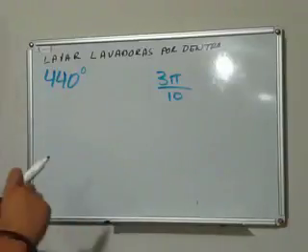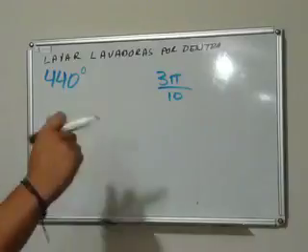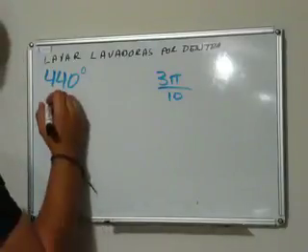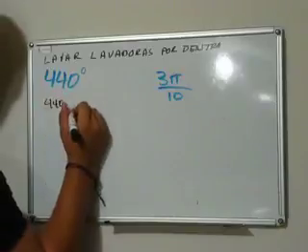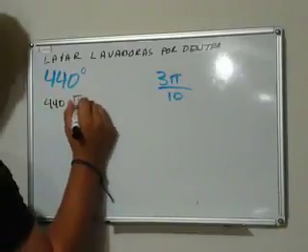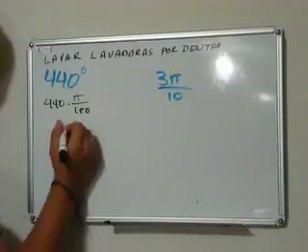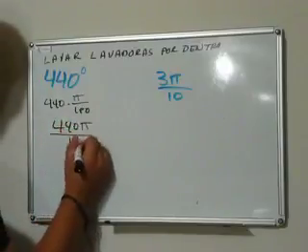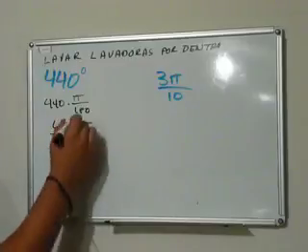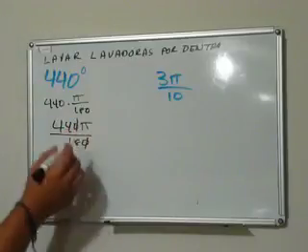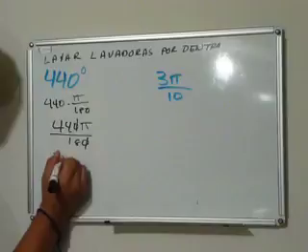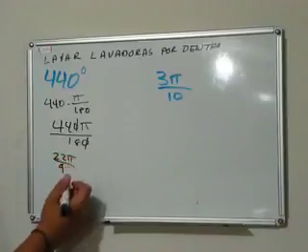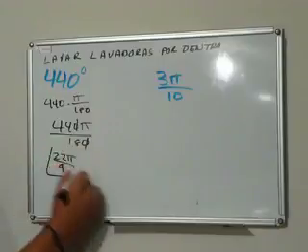Okay, first I'm going to review how to convert from degrees to radians and vice versa. We're given 440 degrees, and if we want to turn it to radians, we simply multiply it by pi over 180. So 440 times pi over 180 is 440 pi over 180. Simplifying, we can take away the zeros, and 44 over 18 is 22 over 9, so 22 pi over 9. That's the final answer, in radians.